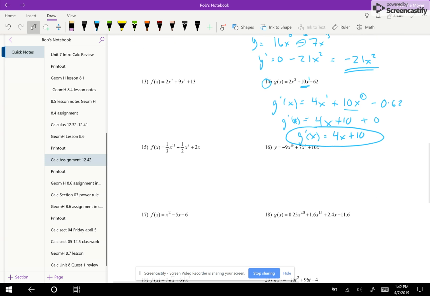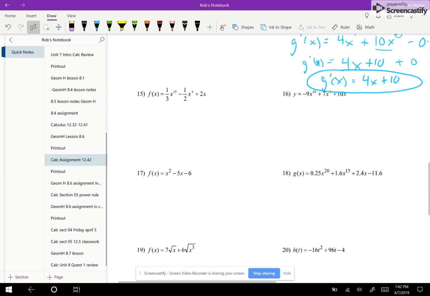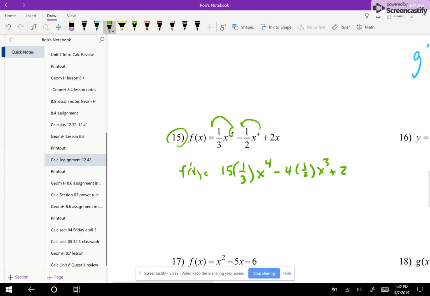Okay, let's go down here, just make sure we got some things with fractions. Okay, number 15. f prime of x. The 15 comes in front, gets multiplied by the 1/3. I'm going to write that out. Times x to the 4th. The 4 comes in front, gets multiplied by the half. x to the 3rd. And then you got 2 hanging out there with the x. So that's the slope of the tangent line. 2x is just 2.